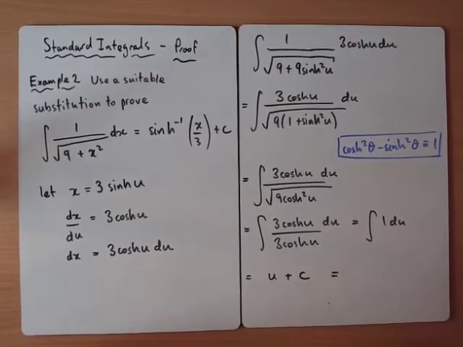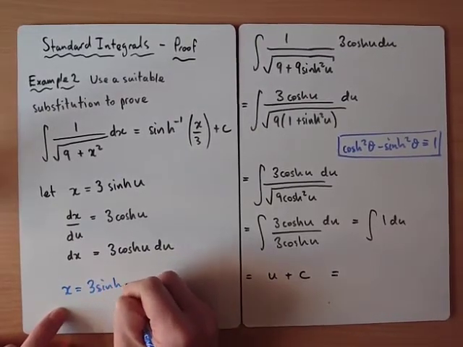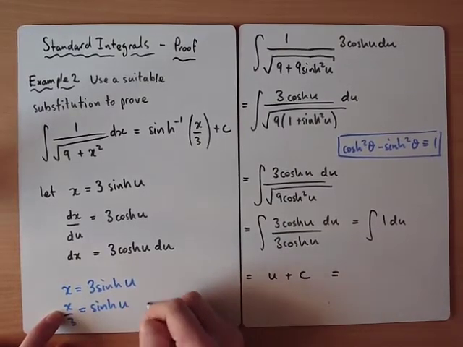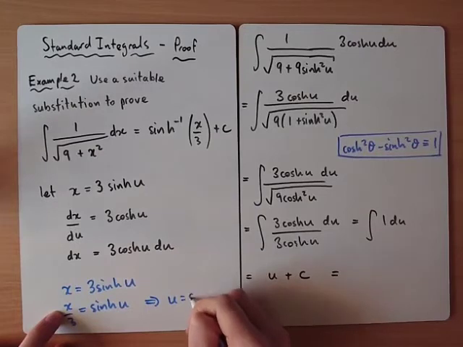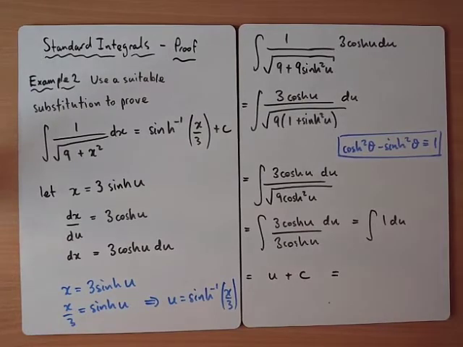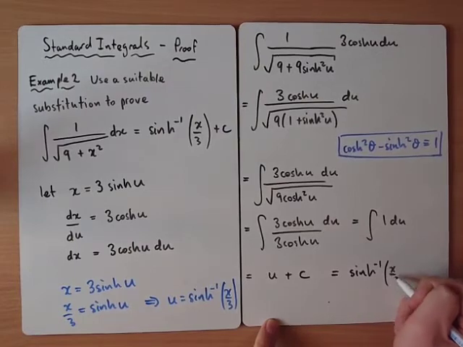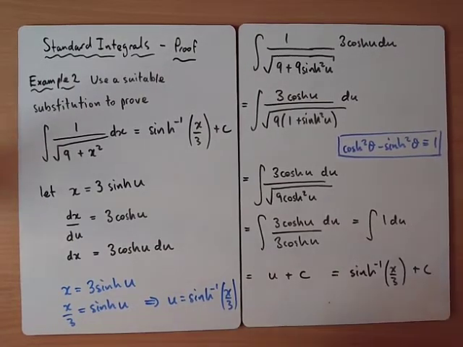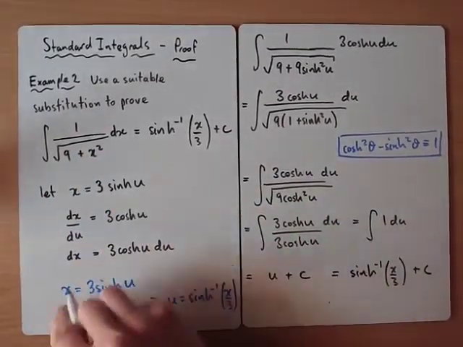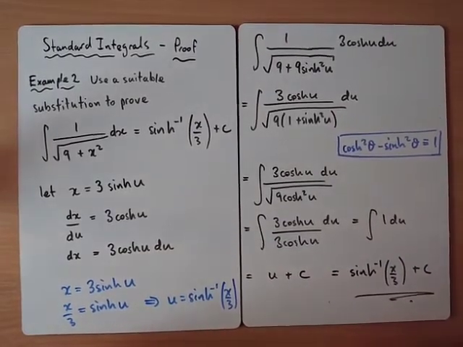Go back to the substitution. If x equals 3 sine u, x over 3 equals sine u, u equals sine inverse of x over 3. I know I'm doing this in blue, but maybe it's just because I'm a bit short on space. With this being a proof question, I would specifically show this as well, just so you're not jumping from this to the answer, if the answer is given. Okay.